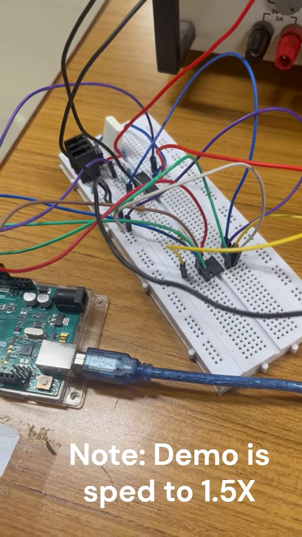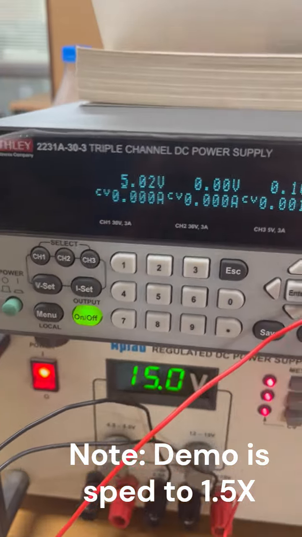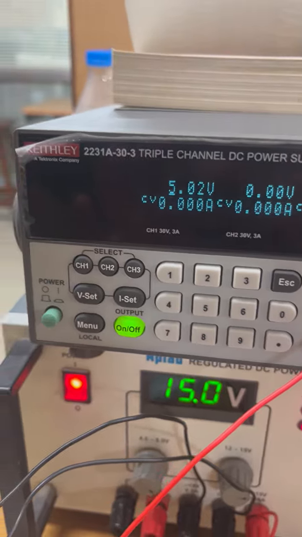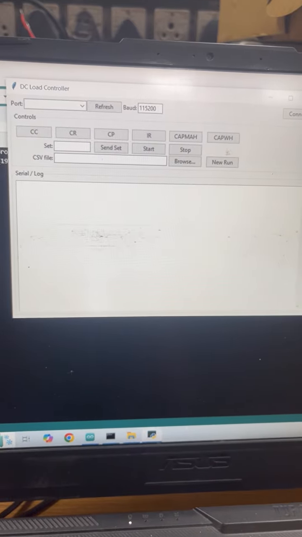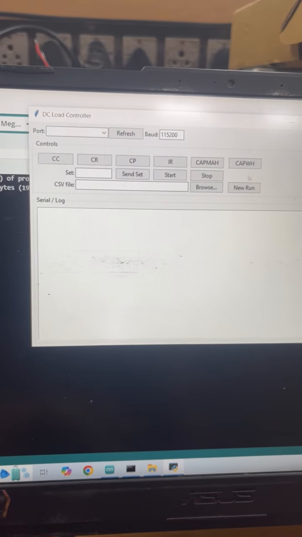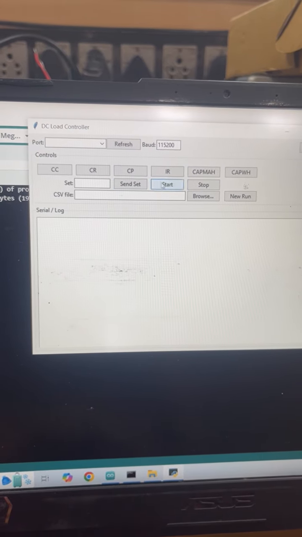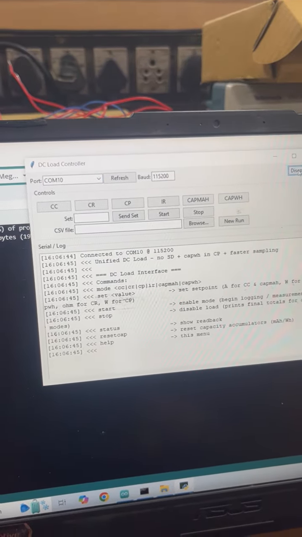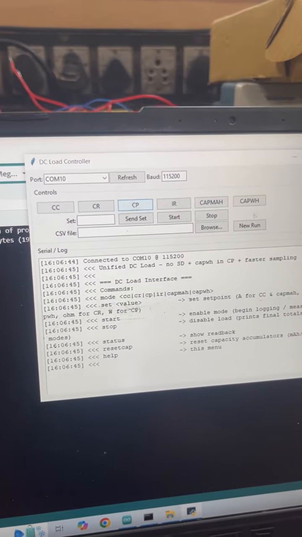This is the electronic DC load circuit, and we are operating the battery from this Keithley power supply. We are going to maintain it at 5 volts for the first 4 modes. This is our user interface where we have these constant current, resistance, power, internal resistance, and capacity measurement modes. First thing is to select the serial port our microcontroller is in and connect to the microcontroller. After that, we can choose whatever mode we want.